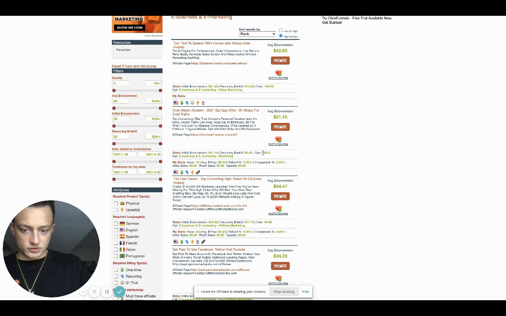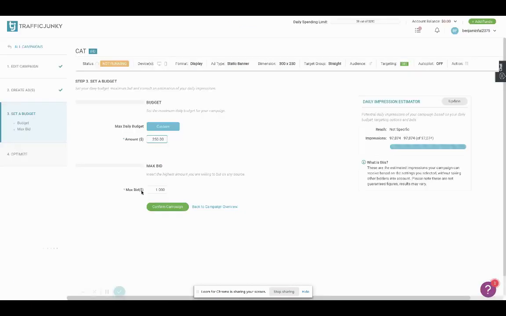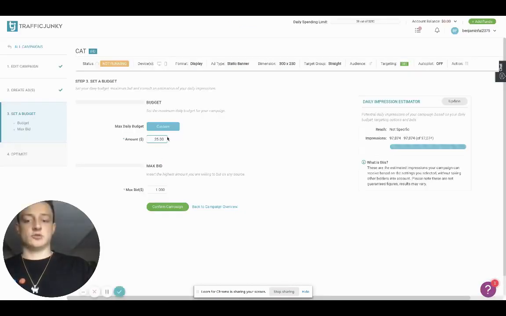Okay, gravity is really high. That's good. The rebill is 0. So it looks like 21 is about as much as you can make with this. So if you promoted this one, which can be really good, I would test with 25 bucks a day. If you get a sale, you know it's working. If you get 2 sales, you're profitable, if you do 25 bucks.